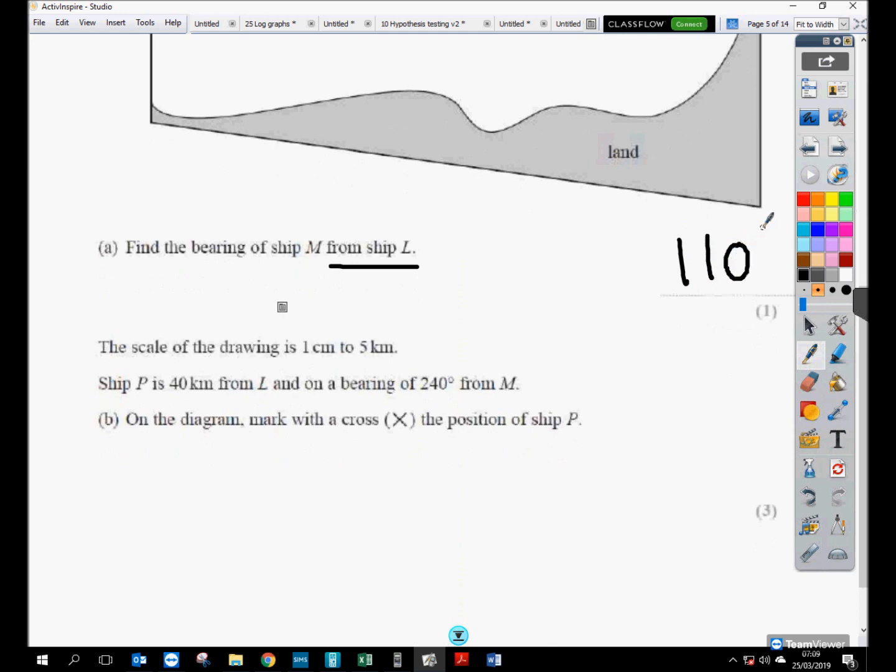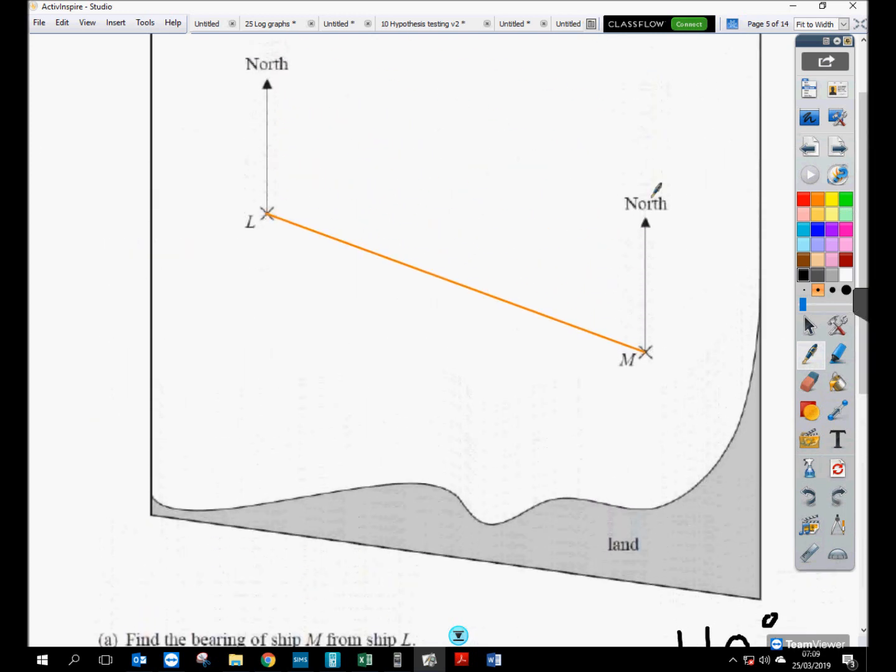Also, if bearings are less than 100 degrees, you have to make sure that you write the answer using three figures. Okay, so if it's 75, you would write down 075, for example. Okay, next one. The scale of the drawing is 1 centimeter to 5 kilometers.